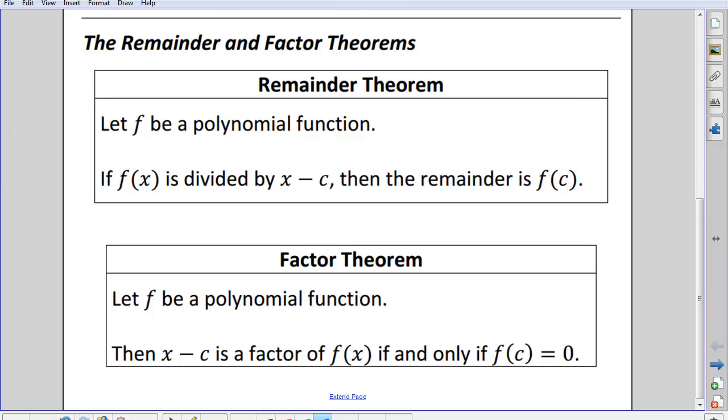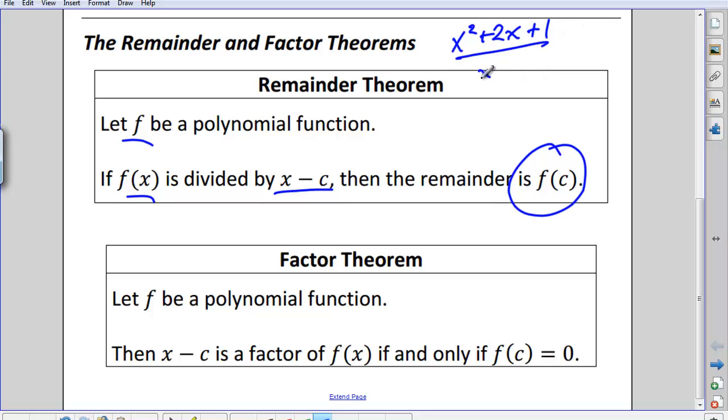You don't really need to know a ton about the remainder and factor theorems specifically. I'll explain here in a second what the practical uses of the remainder and factor theorems are, but just to state them and say what they are. Say f is some polynomial function. If we have f of x and we divide it by x minus c, then the remainder is f of c.